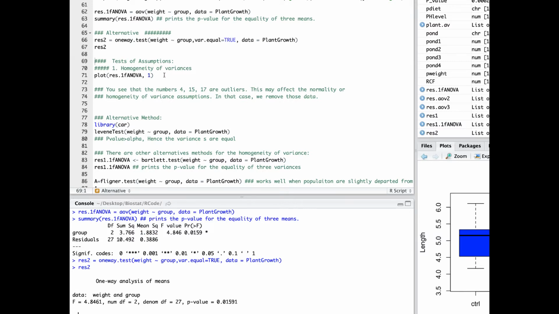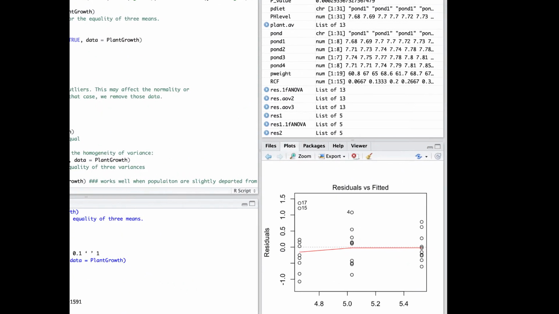Okay, so now we want to test the assumption. The first is homogeneity of the variance. So we want to know whether the variances of the populations of those three groups are equal or not. What you do is you do plot result dot one factor ANOVA. So what you do is you put here a comma one, that will check your homogeneity of the variance. If I click here, it will plot a graph like this, okay?